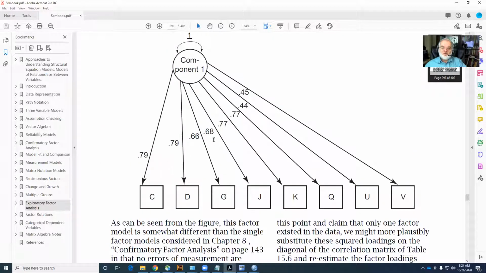This first unrotated factor gets first crack, so to speak, at the whole correlation matrix. So the numbers here do the best job they possibly can at explaining all of the correlations in the data.